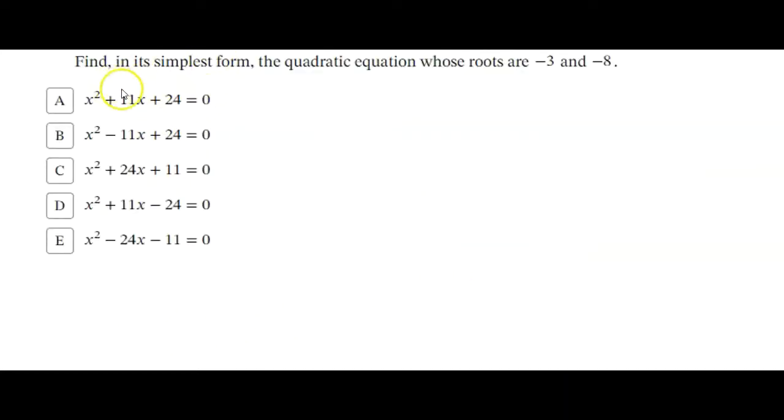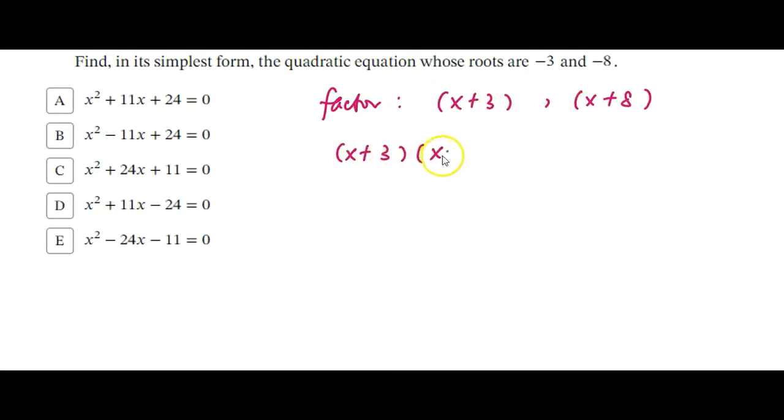Next example, find in its simplest form the quadratic equation whose roots are -3 and -8. When I say the roots are -3 and -8, meaning that the factor of the quadratic equation will be x plus 3. Another factor will be x plus 8. So the quadratic equation will be the multiplication of these two factors. That will be x plus 3 multiplied by x plus 8 equals 0.